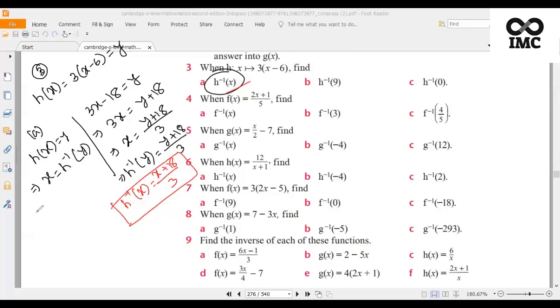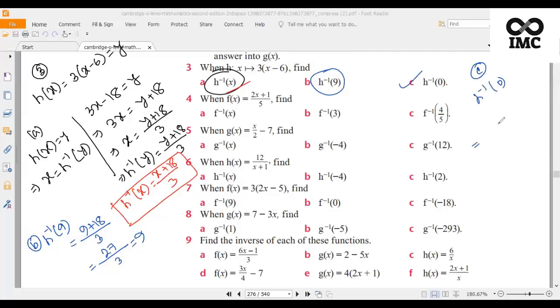Now question number B. Question number B says h inverse 9. So instead of x, we will put 9. So (9 plus 18) by 3. 9 plus 18 is 27. So 27 by 3 will be 9. Done. And question number C says h inverse 0. So instead of x, we will put 0. (0 plus 18) by 3. So 18 by 3 will be 6. And this is the solution of question number 3.